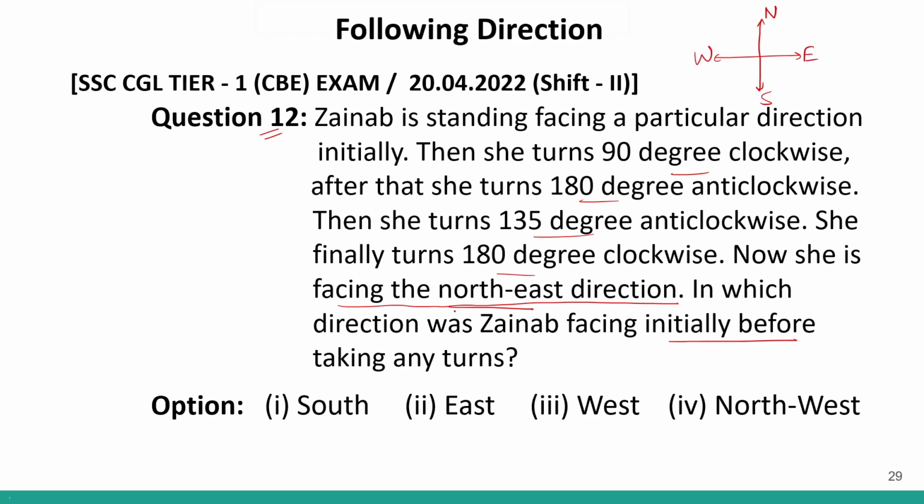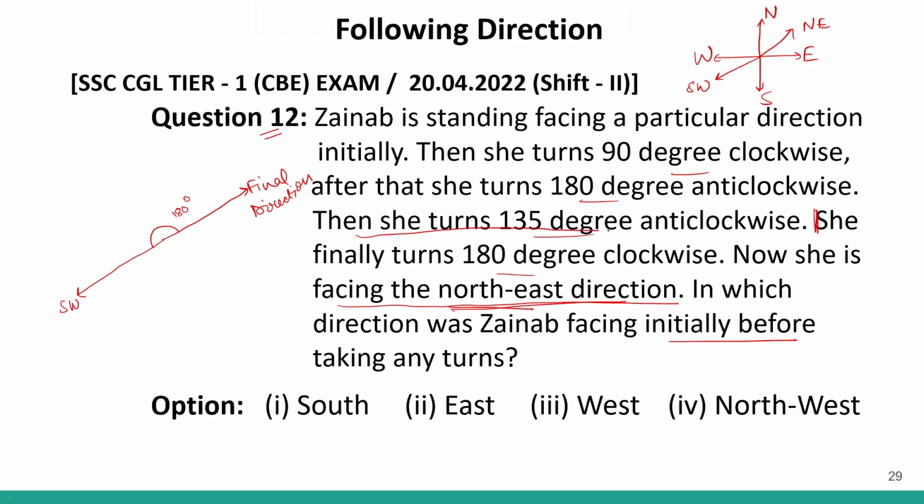Okay. So final direction is northeast. That is this direction. This is the northeast direction. So this is the final direction. Now what we have to do is move backwards. We have to do this in reverse order. So before this, she turned 180 degree clockwise. For 180 degree, it does not matter whether it is clockwise or not. This is 180 degree. So before this, she was facing this direction. This direction is which direction? This is southwest. So before this, she was facing southwest.